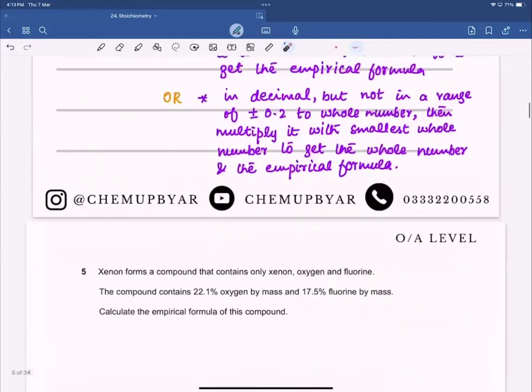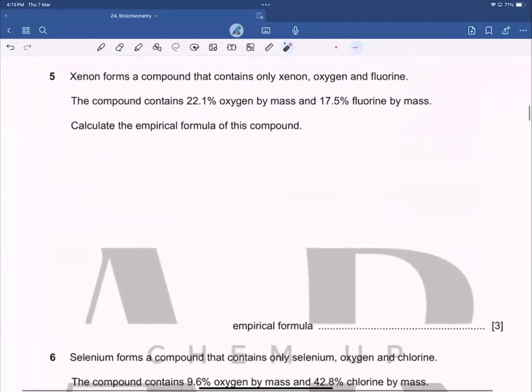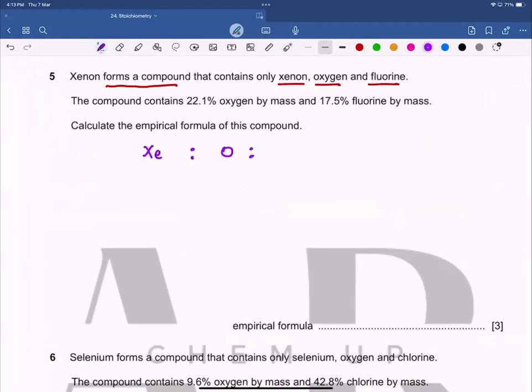See, for example, if you look at this question, xenon forms a compound that contains only xenon, oxygen, and fluorine. So you get to know that there are three elements. You will make the ratio of these three like this: Xe is to O is to F.